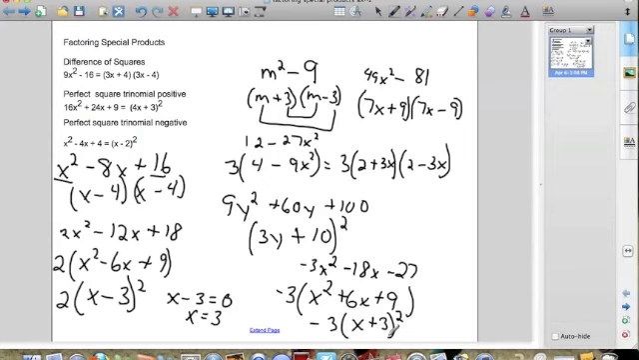Okay, so that is factoring special products. It's the second time we've looked at that, and hopefully you'll start to recognize it more, especially the difference of two squares. Again, if you don't recognize it, you can still factor. If you're solving the equation, you could still use the quadratic formula and still get to the correct answer, but it helps to recognize these things.